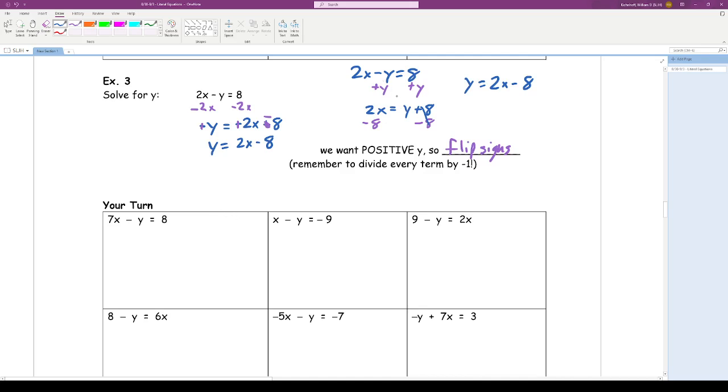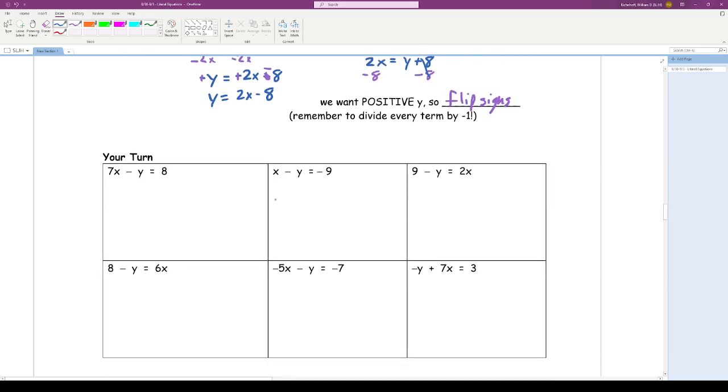So we could move the y to the other side and bring the constants to the left. That gives us all positive, or a positive y. Or we could move the x's over and then flip all of our signs in order to get the y positive. So there's some more practice for you on these. I will go through one of them together here. Let's just do the first one.